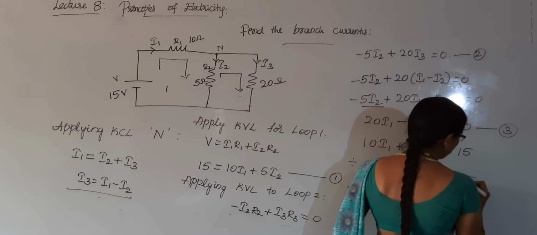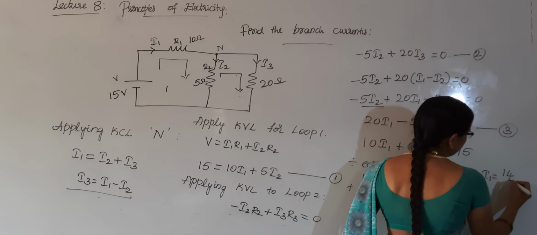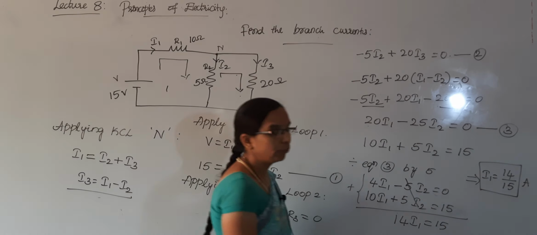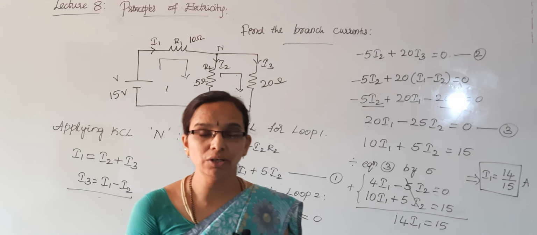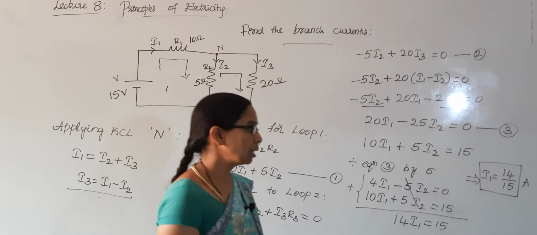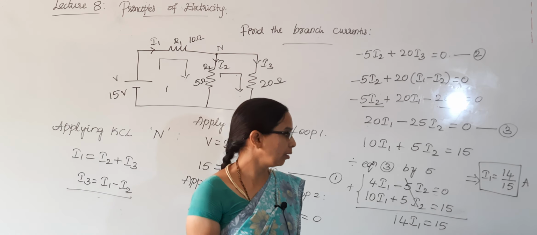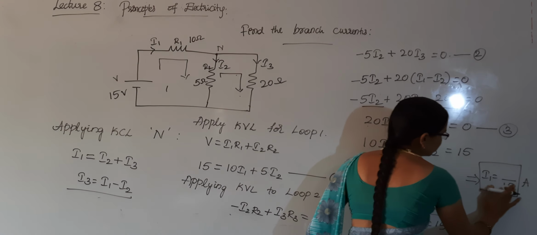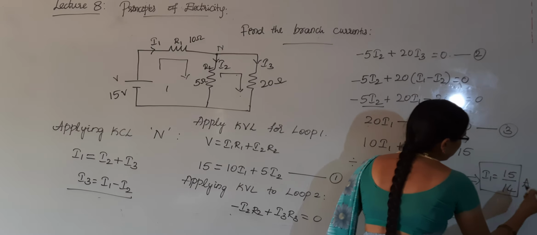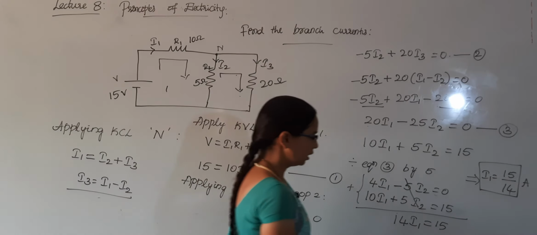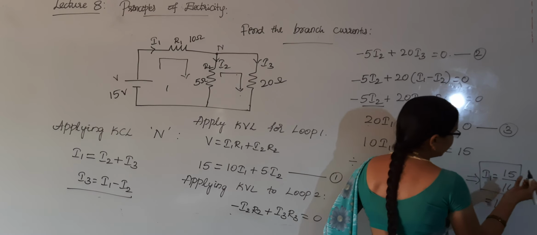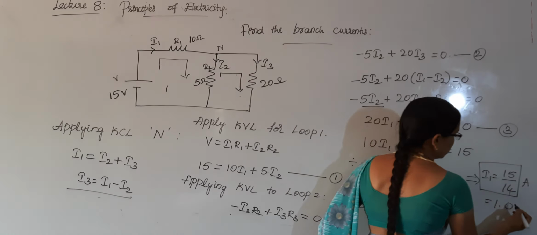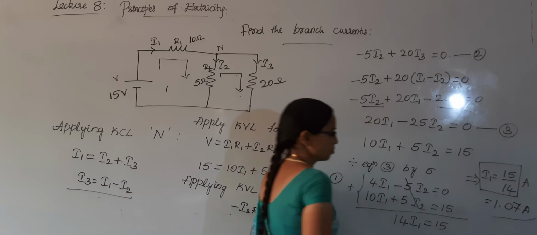Then I1 is equal to 15 by 14. Calculate it. If you want, you can calculate and put it as a fraction, no problem. Otherwise, you just keep it like 15 by 14. It will come around 1 point something. If you calculate it, 1.07 something it will come, I guess.